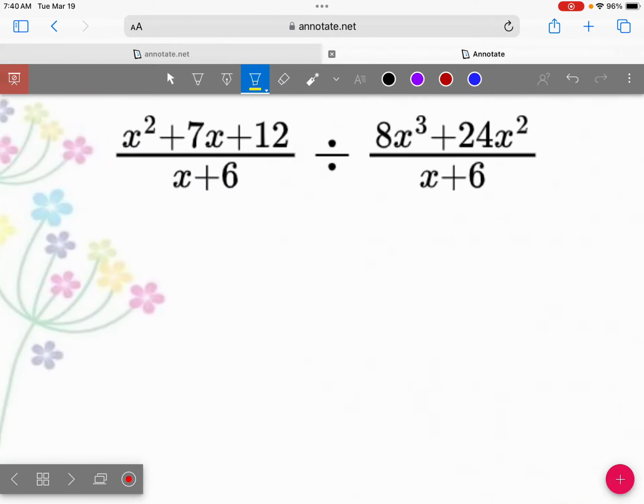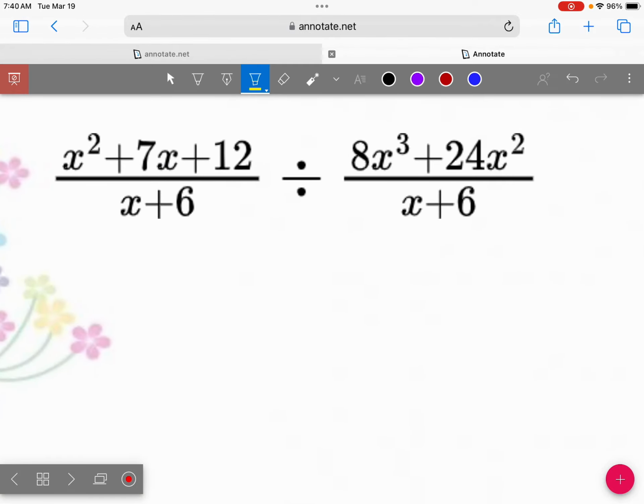All right. I'm going to zoom it in so it's a little bit bigger. This is our last one for the day. We got x squared plus 7x plus 12 over x plus 6. And we are dividing it by 8x cubed plus 24x squared over x plus 6.